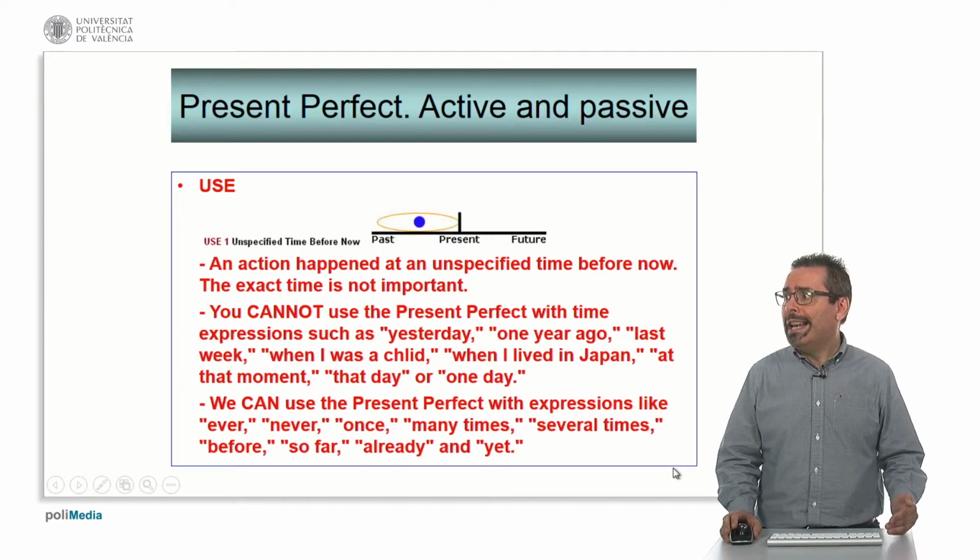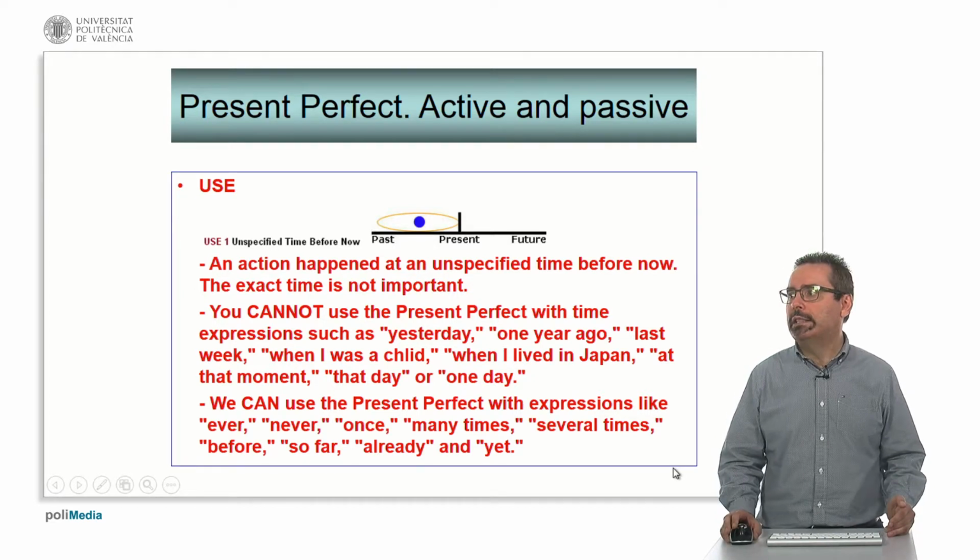So we can use the present perfect with expressions indicating an unspecified period in the past, such as ever, never, once, many times, several times, before, so far, already, and yet. These particles are important to mark the difference between simple past and present perfect.